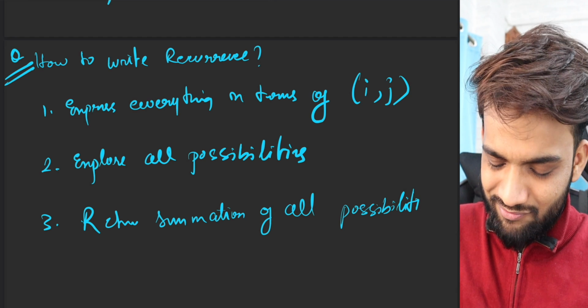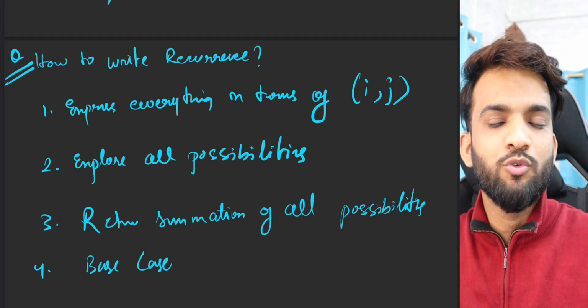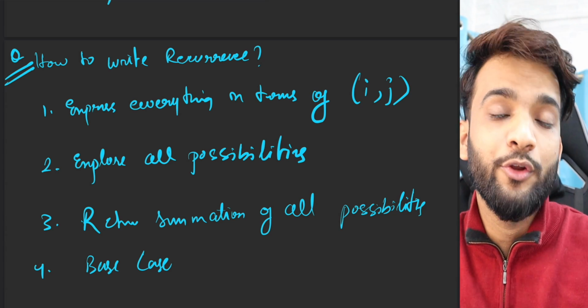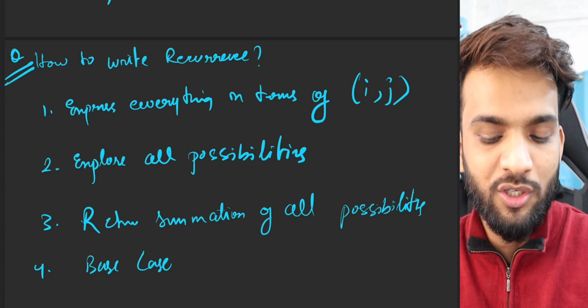And I can say the fourth step is very simple. Write down the base case. That is something which we always do. You can call it a step or you cannot. So if you do all these steps, I think we will be pretty much done.